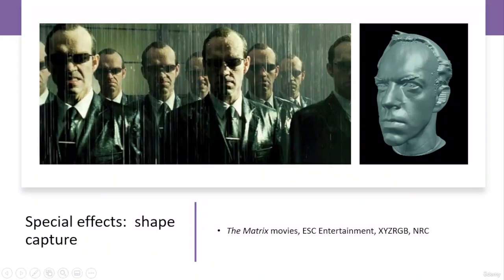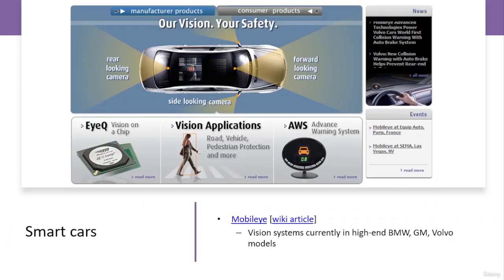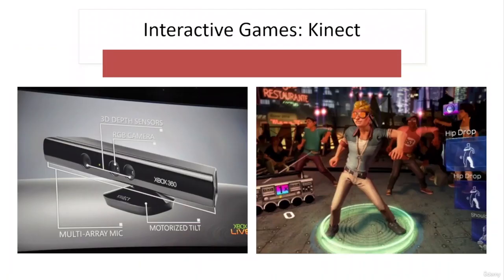Computer vision techniques can be used to create various visual effects and image manipulations. For example, special effects like shape capture are used in the Matrix movies, and special effects like motion capture are used in the Pirates of the Caribbean and Avatar movies. You can observe vision-based systems in smart cars like BMW, GM, and Volvo models. You can play interactive games using the computer vision-based Kinect device.